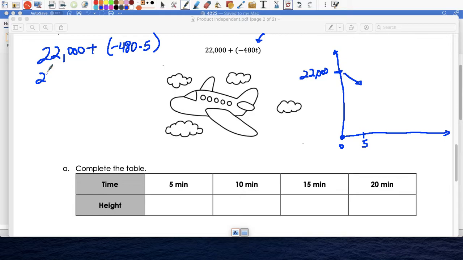Well, it was at 22,000 feet. Let's multiply these two. I'm going to use a calculator. 480 times 5 is 2,400, so that's negative 2,400. So after 5 minutes, the airplane went down 2,400 feet. If I subtract that from 22,000, the airplane now is at 19,600. That's the graph we wanted to do at the bottom. So at 5 minutes, that's where the airplane is.